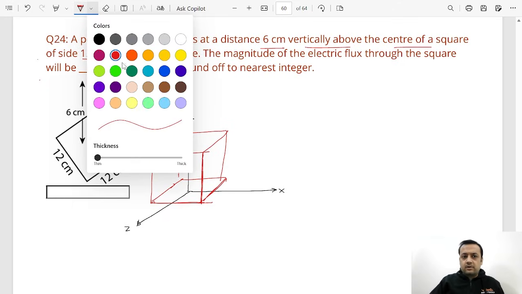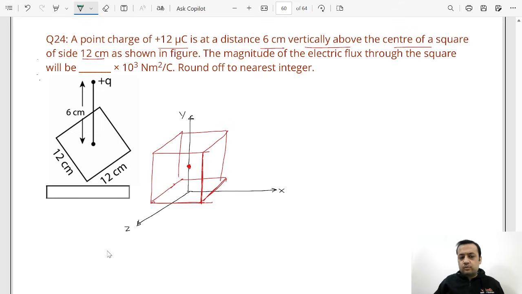So using Gauss's law, we can say that the flux through the entire cube will be q upon epsilon naught. This is the flux through the cube. Now since the charge is exactly at the center, each face will get equal flux. So the total flux will be divided amongst the 6 faces of the cube. So this square which was kept below will get 1/6.